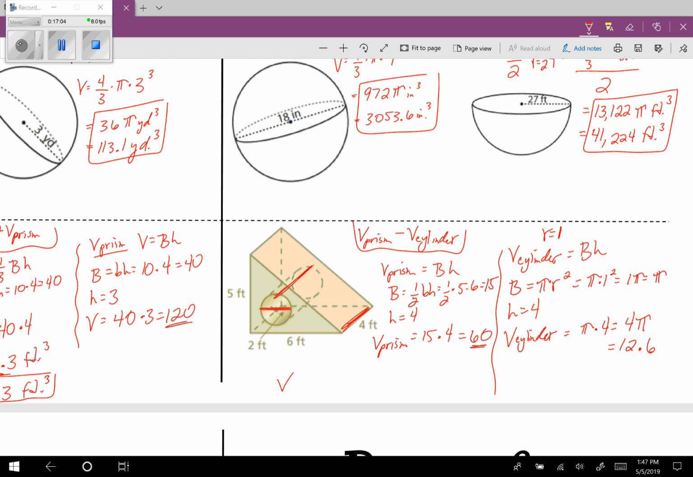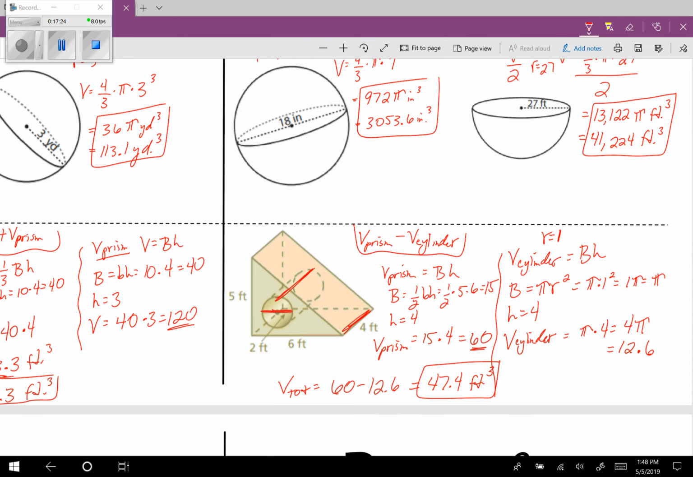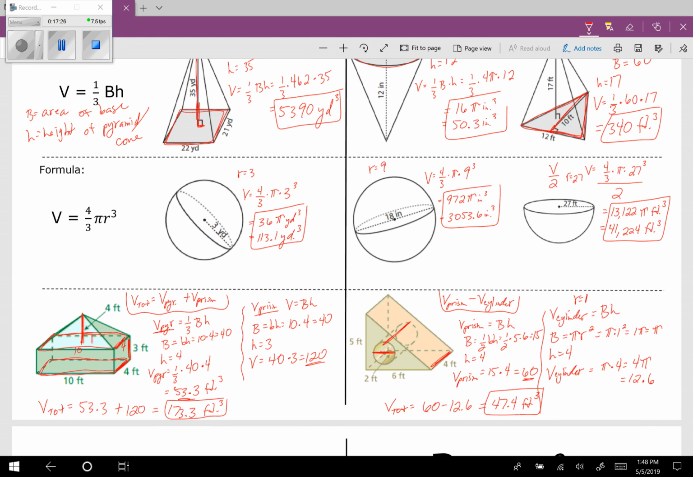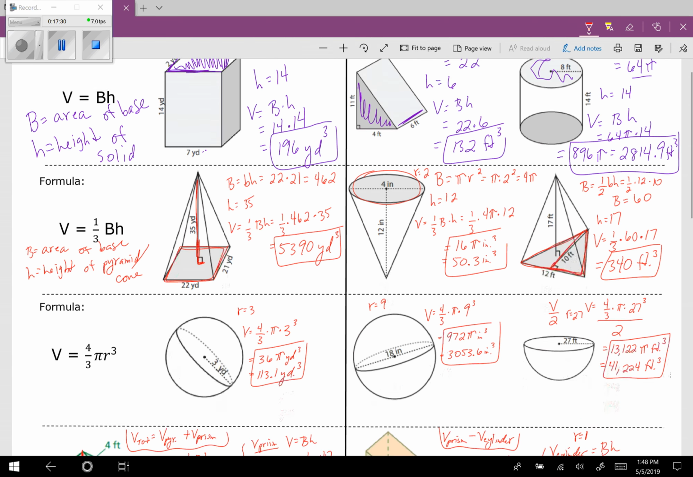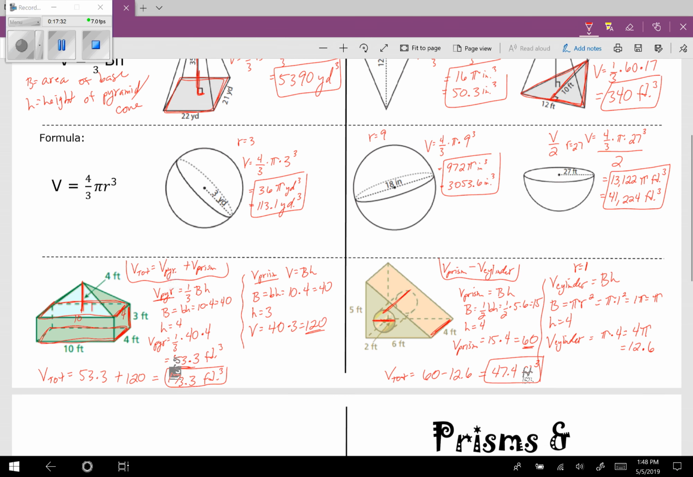So now our total volume is the prism, 60, minus the cylinder, 12.6. So 60 minus 12.6 is 47.4 feet cubed. All right, so that's the gist of it. That's going through all the formulas of the volume for any different kind of shape that we're going to give you guys.